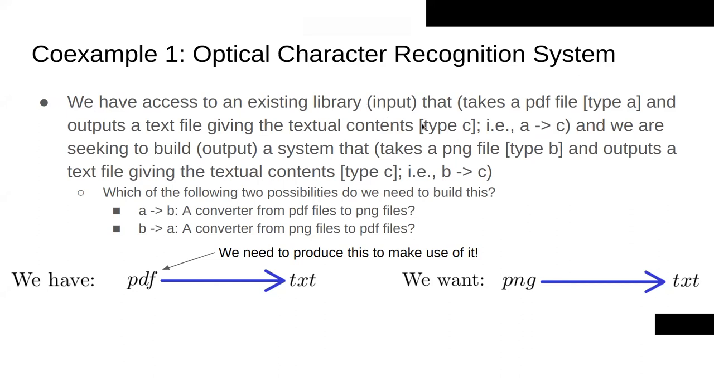Here, we have access to an existing library that takes as input a PDF file, that's type A, and it outputs a text file giving its textual contents. It extracts the text from this PDF. And instead, we're seeking to build a system that takes a PNG as an input, that's type B, and outputs a text file. So the output is the same between these two, but we have access to something that takes a PDF in and gives us our text. And now we have a PNG file we want to take in as input.